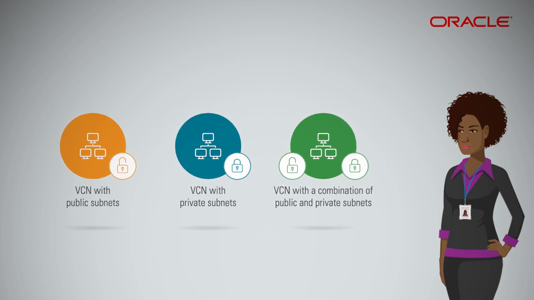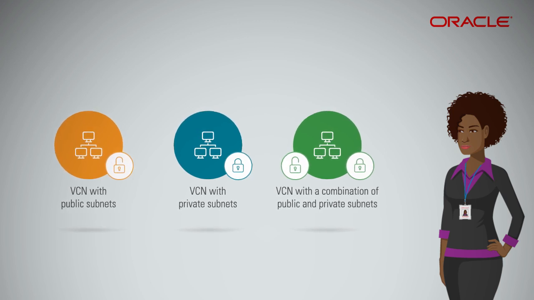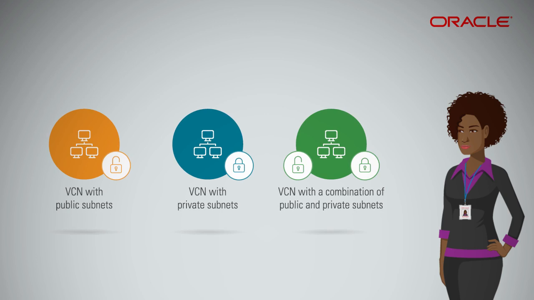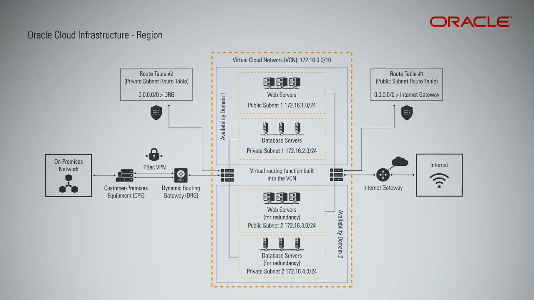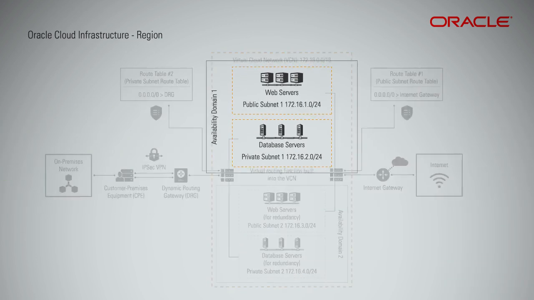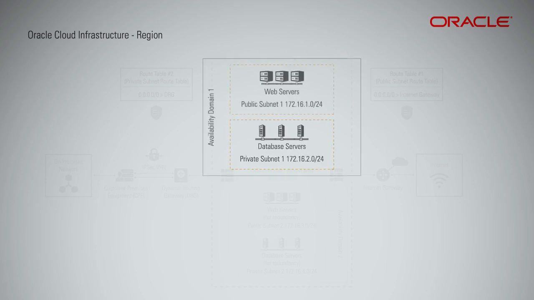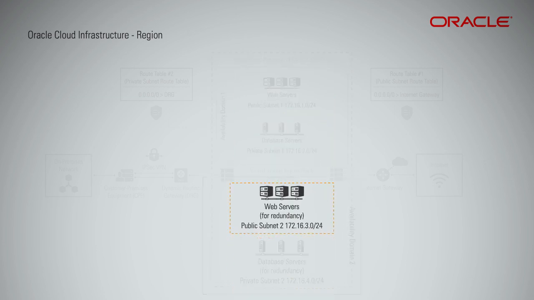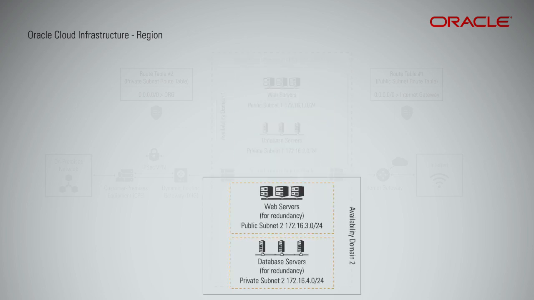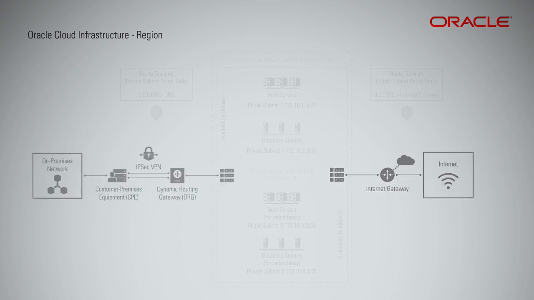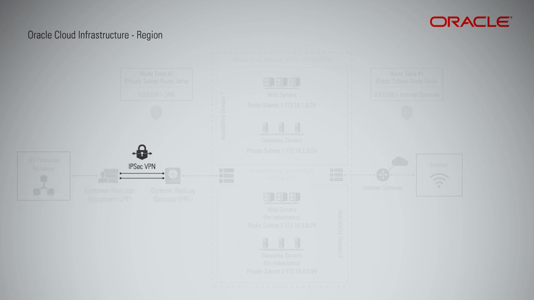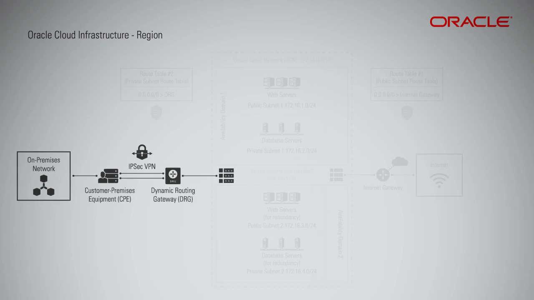Let us look at an example of the third scenario where the VCN is set up with both public and private subnets. To use this scenario, you must have a network administrator configure the router at your end of the IPsec VPN. In this scenario, you set up a VCN with: 1. Both a public subnet and a private subnet in a single availability domain. 2. Similar subnets in a second availability domain for redundancy. 3. An internet gateway so the instances in the public subnets can communicate with the internet using their public IP addresses. 4. An IPsec VPN so the instances in the private subnets can communicate securely with your on-premises network using their private IP addresses.